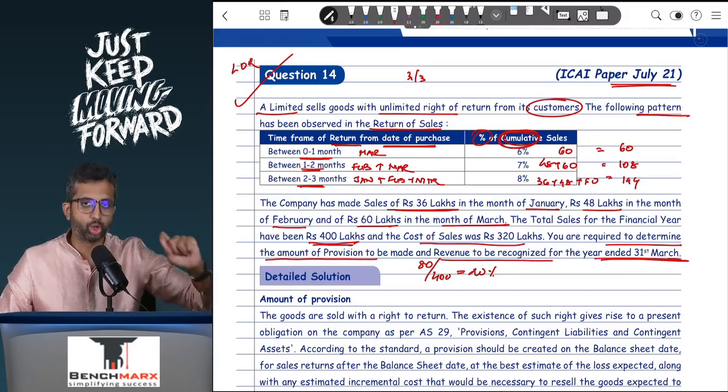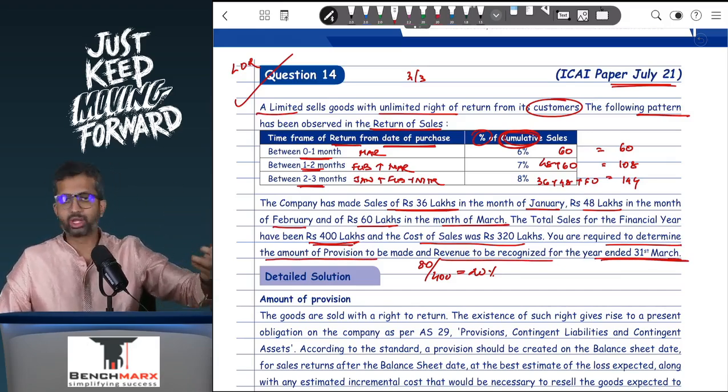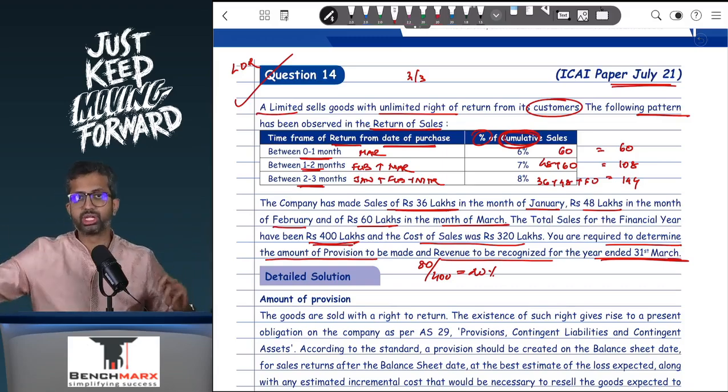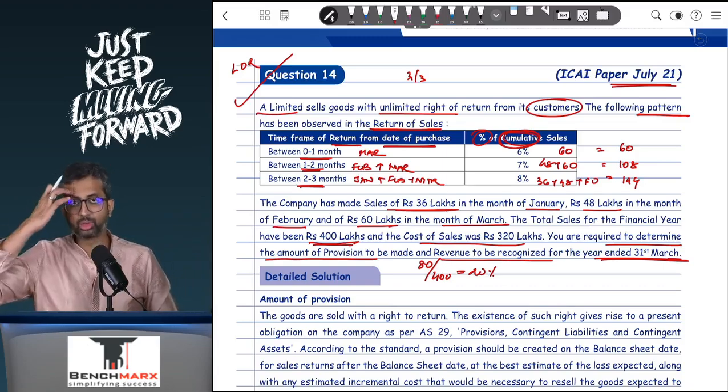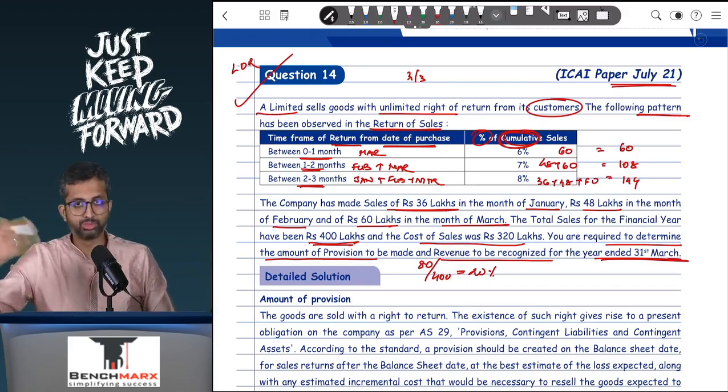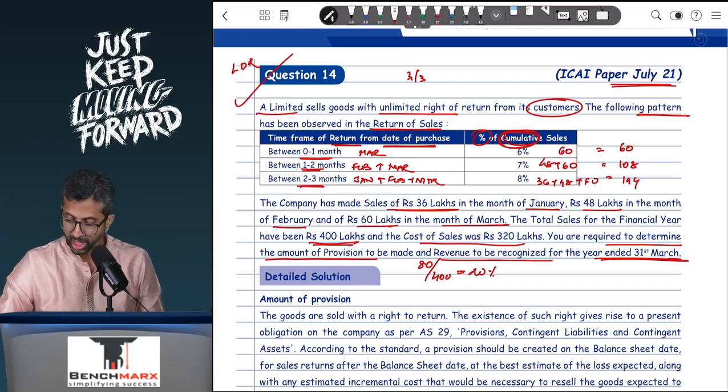Now if the sales have not yet happened, then you will record the full 400 as sales because risk and reward is transferred. However, out of this, we might say that some of the goods may be returned. So for that, you will create a provision. So sir, what will the provision be?